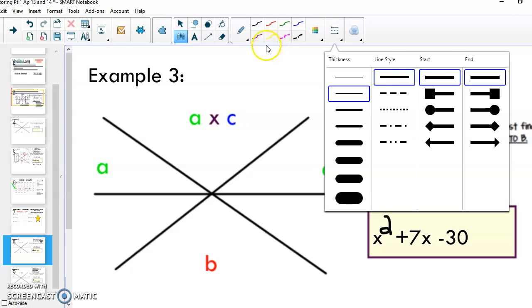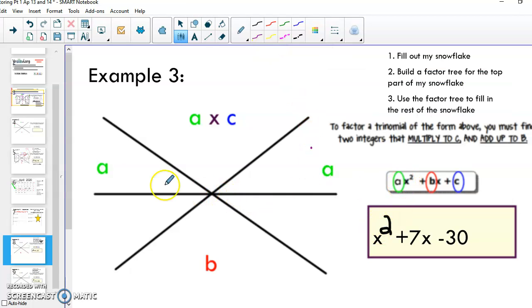I'm going to put my A's in their place. So I'm putting the A in the side of the snowflake and then in the top. I'm going to put my B, my 7, in the bottom. And I know my C is here, a negative 30. So I have 1 times negative 30, which gives me a negative 30. Okay, so I've done step 1, check, taken care of.